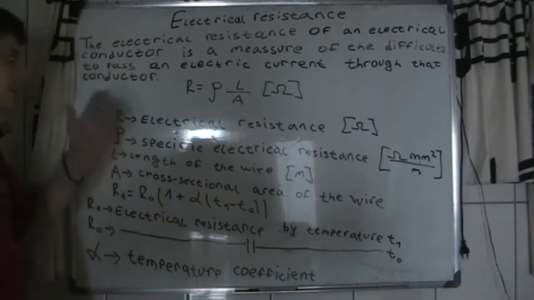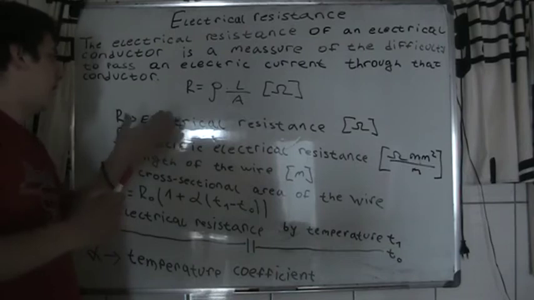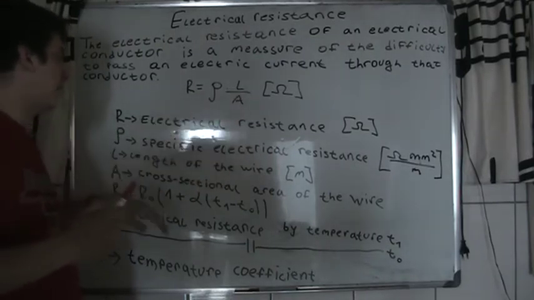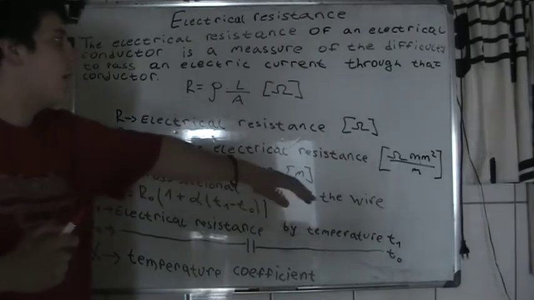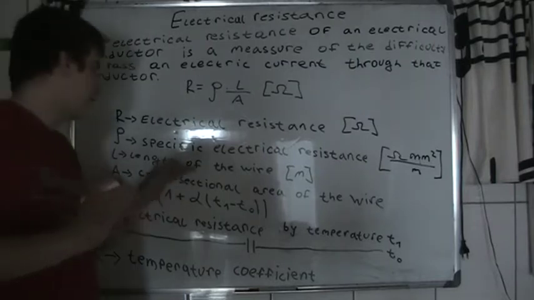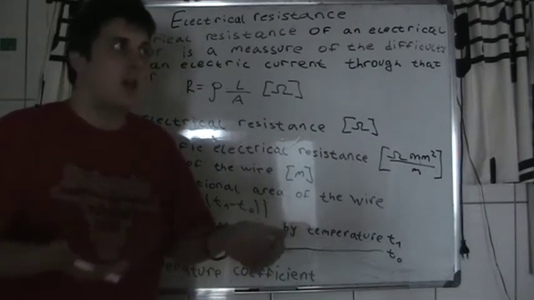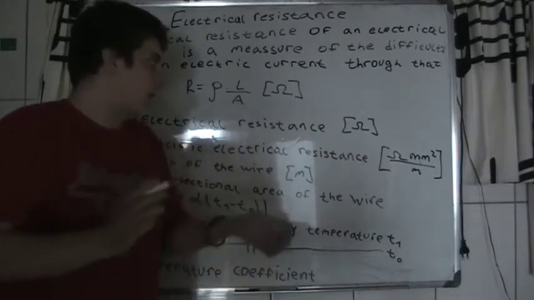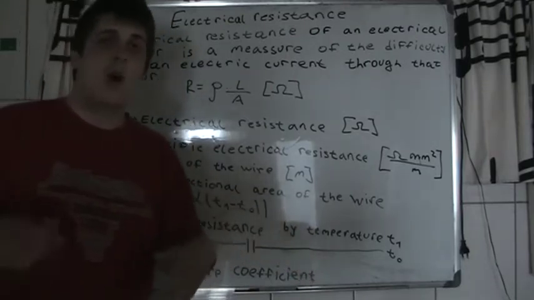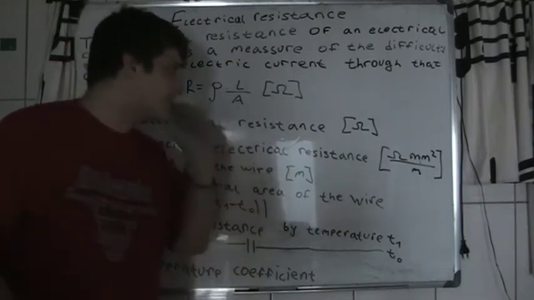So the formula for the electrical resistance is R is equal to the specific electrical resistance times the length of the wire divided by the cross-sectional area of the wire. This specific electrical resistance is always a given. You will always get in your examples the specific electrical resistance of that material. Every material is different by itself.